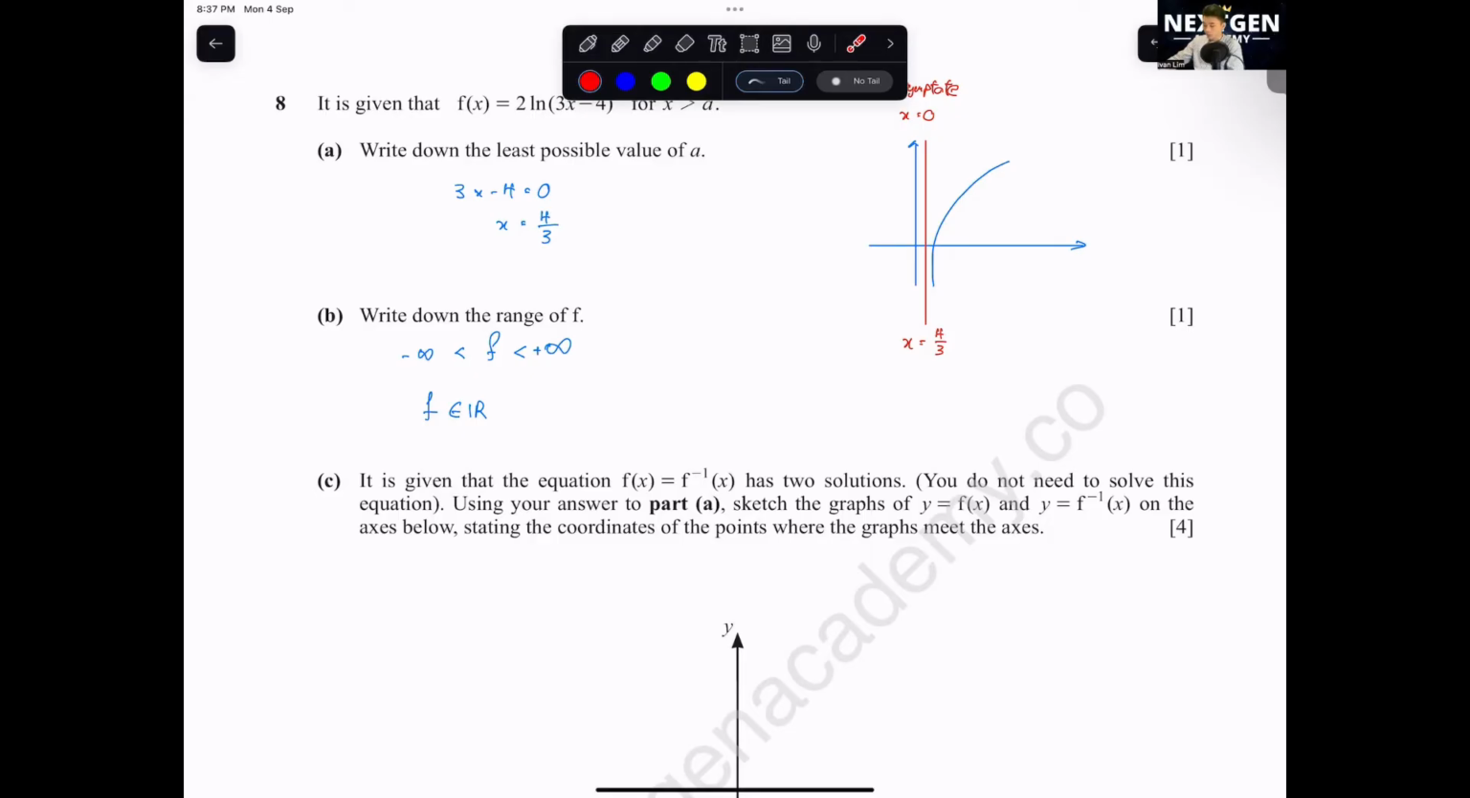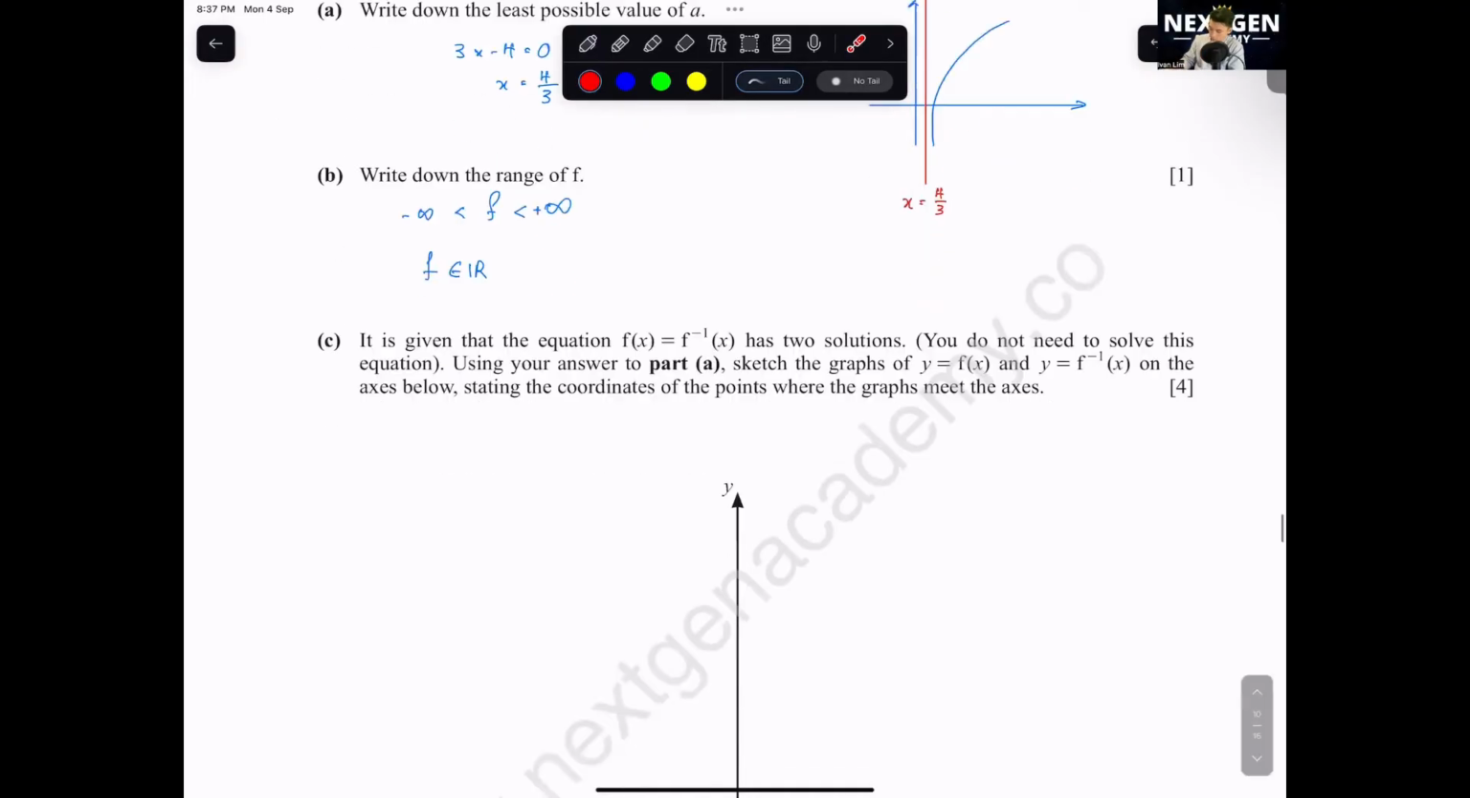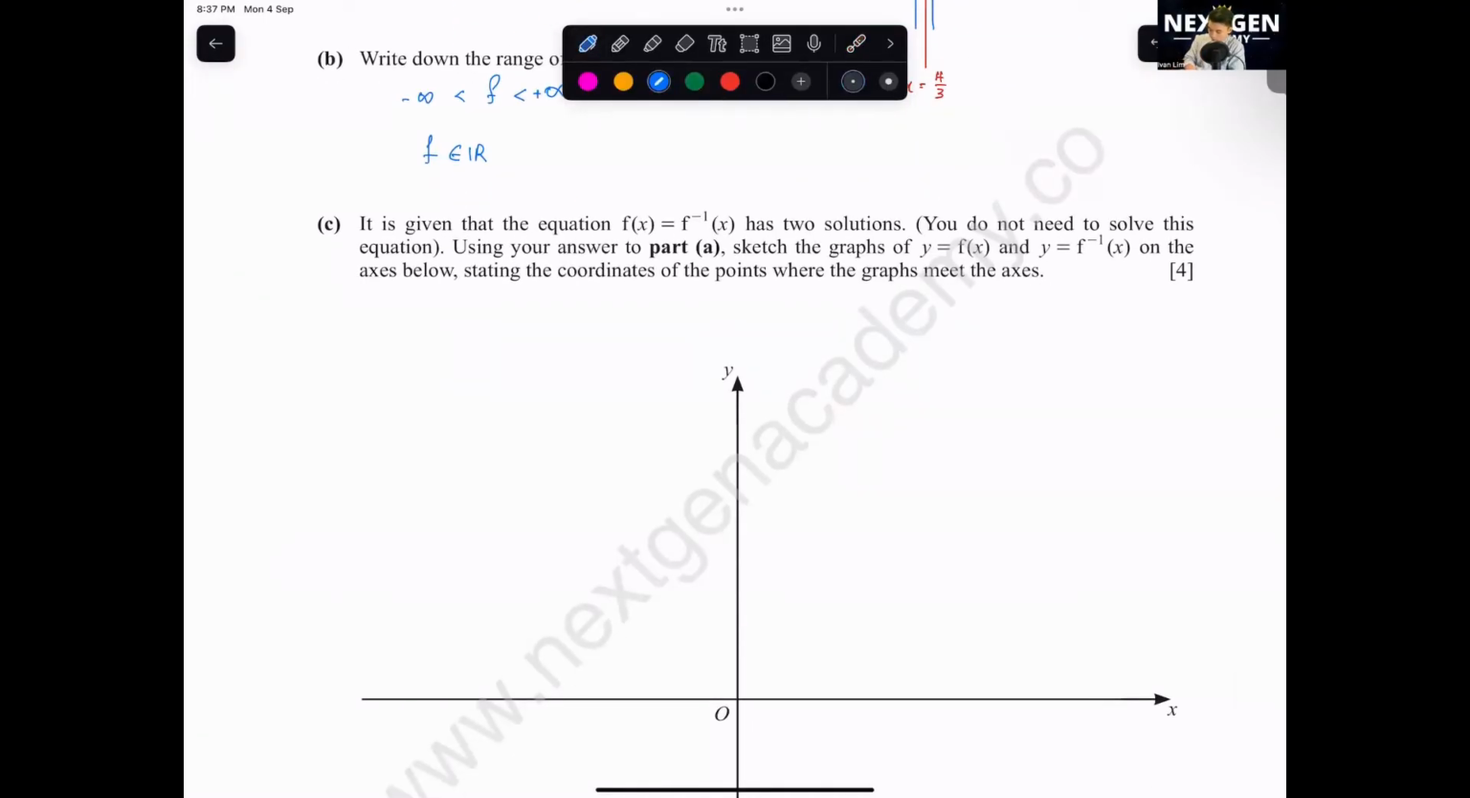What we need to find is the x-intercept. So let's calculate the x-intercept. At the x-intercept, y equals 0. So 2 ln(3x minus 4) equals 0. Let's solve for this. ln(3x minus 4) equals 0, so 3x minus 4 equals e to the power of 0, which is 1. So x will be equal to 5 over 3.